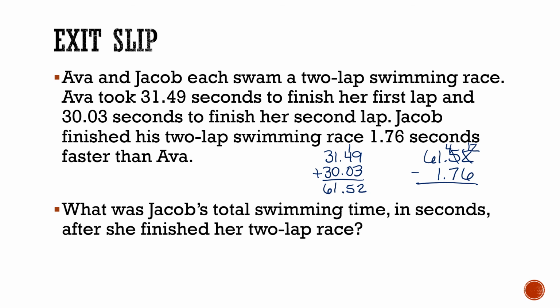So 12 minus 6 is 6. You can't take 7 from 4, so the 1 becomes a 0 and the 4 becomes a 14. 14 minus 7 is 7. Again, we have to borrow and regroup. 10 minus 1 is 9. So Jacob's total swimming time was 59.76 seconds.